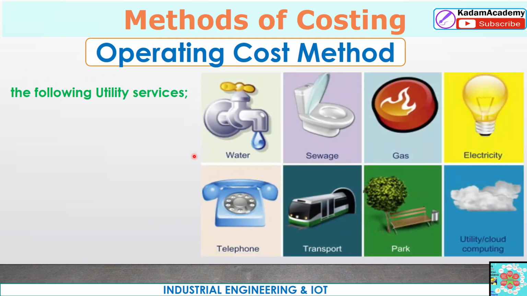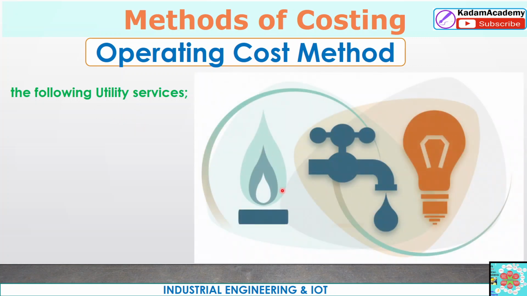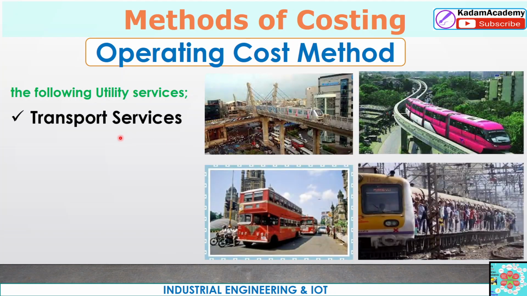Now we'll go for the operating cost method. Operating cost under this method is used in firms providing utility services like water, sewage, gas, electricity, or the park, transport, telephone. These are the utility services. Major utility services we require daily, that is the gas, water, and light. Under transport services, you can see here metro or monorail, or the BEST buses, or the local railways in Mumbai. These are the pictures from the transport services. These come under the utility services.